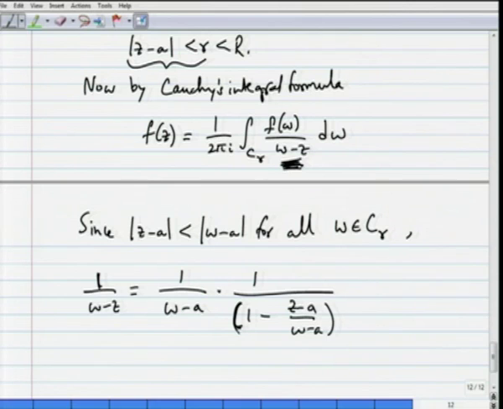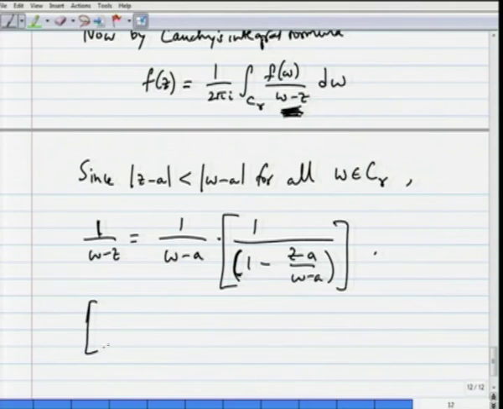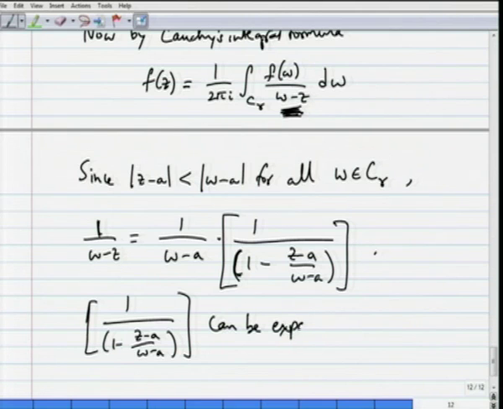Okay. And since modulus of z minus a is less than modulus of w minus a, we can expand this piece within the square parentheses as a geometric series. Okay. I will write that 1 by 1 minus z minus a by w minus a can be expanded as a geometric series.